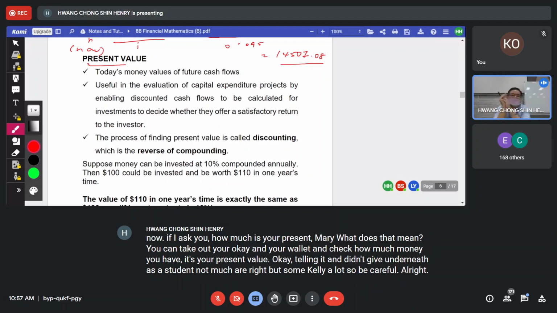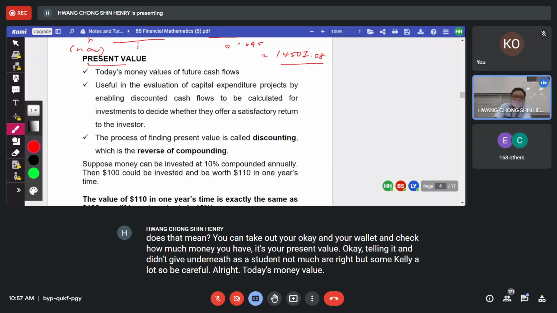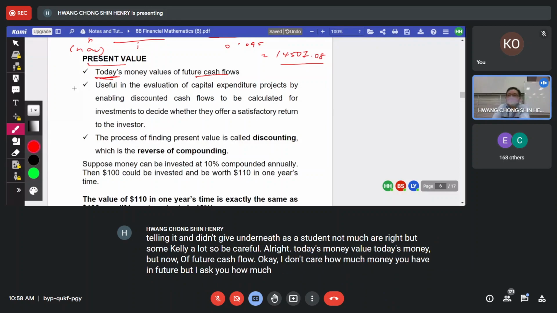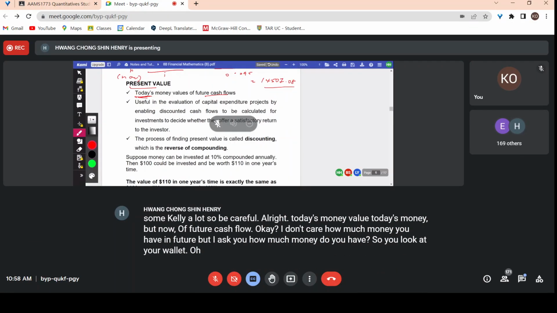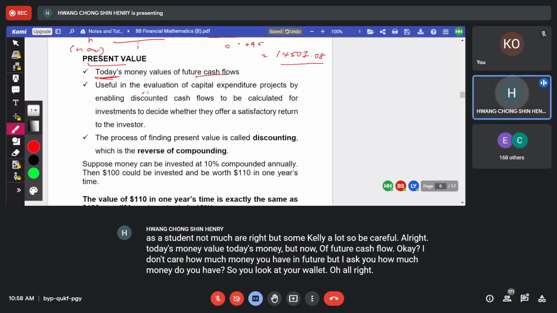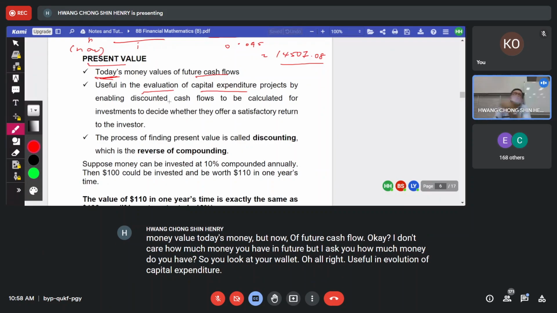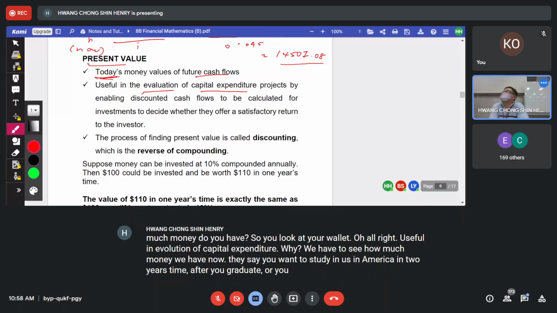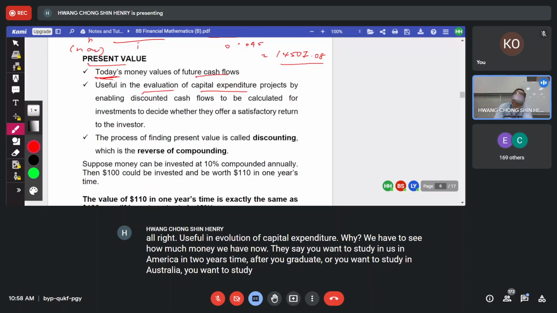All right. Present value is today's money value, the now, of future cash flow. I don't care how much money you have in the future, but I ask you how much money you have now, so you look at your wallet. It is useful in evaluation of capital expenditure. Why do we have to see how much money we have now? Let's say you want to study in the US, in America, in 3 years' time after you graduate, or you want to study in Australia, in New Zealand, in Singapore.